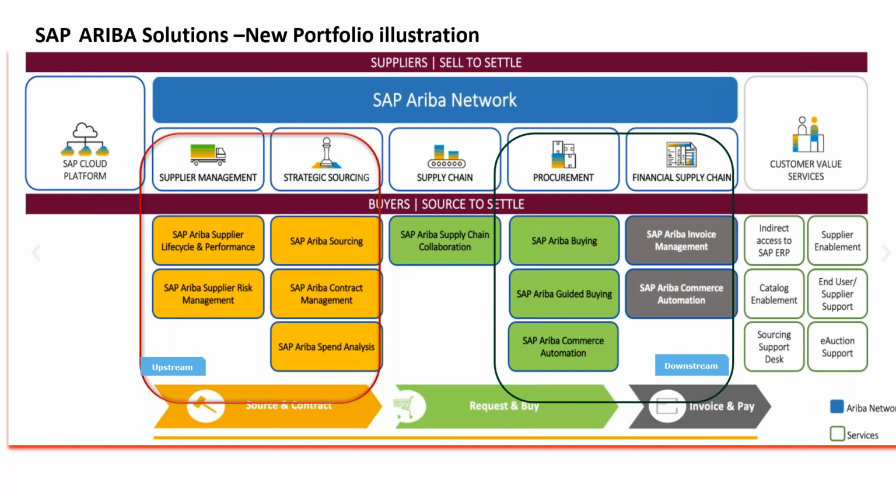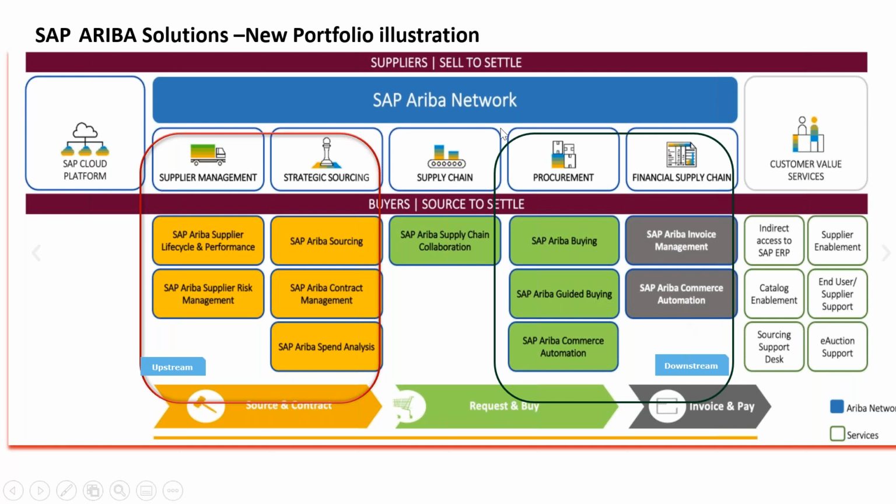Spend analysis is nothing but reports. What you mean by Ariba Sourcing or Ariba Contract Management, I will explain in the upcoming slides. And in the downstream we have the P2P solution, the day-to-day operational things, like raising your purchase requisitions, creating your purchase orders, receiving your goods and invoices, and then payment. Those processes we call downstream.